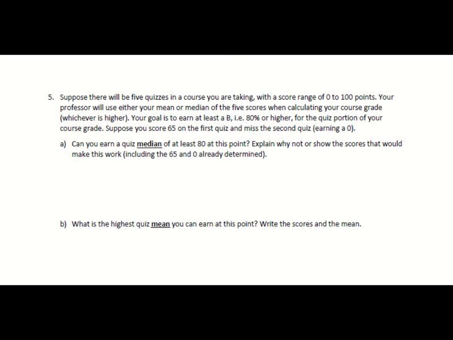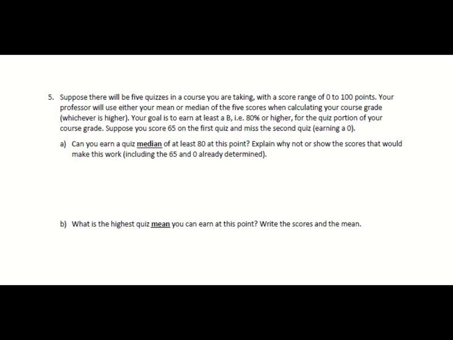Okay, suppose there will be 5 quizzes in a course you're taking, with a score ranging from 0 to 100 points. Your professor will either use your mean or your median of your 5 scores when calculating your course grade, whichever is higher. Your goal is to earn at least a B, 80% or higher, for the score portion of your course grade. Suppose that you score a 65 on the first quiz and miss the second quiz, meaning you earn a 0. Can you earn a quiz median of at least 80 at this point? Explain why or why not, or show the scores that would make this work, including a 65 or 0 already determined.